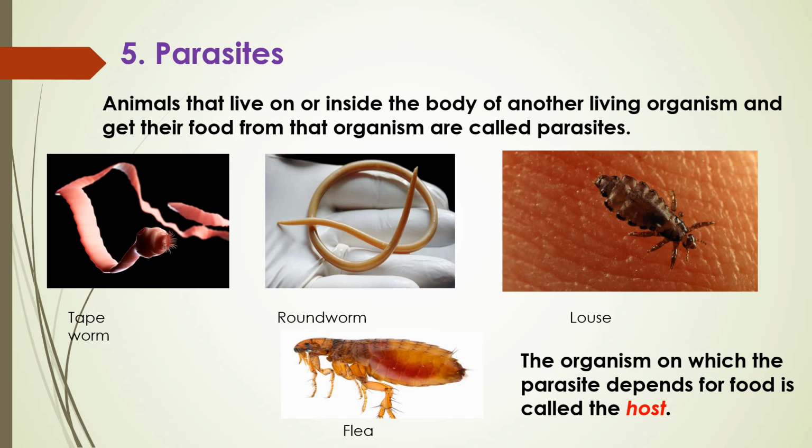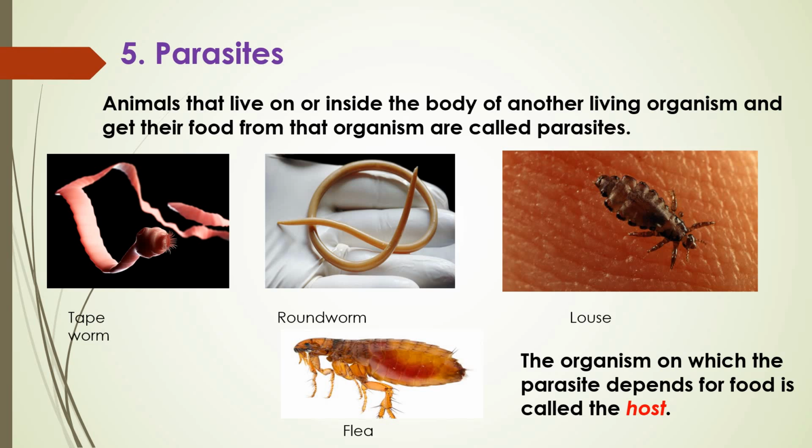And these parasites live on other animals, either on the body of other animals or inside their body, and those organisms on which these parasites depend for food are called host. So if this flea lives on our body, then the flea is called parasite, and we human beings are the host of this flea. If the tapeworm is inside our body, then the tapeworm is called parasite, and we, the human beings, are called host to this tapeworm. Is that clear, boys? So these are the 5 different types of animals based on their food habits.